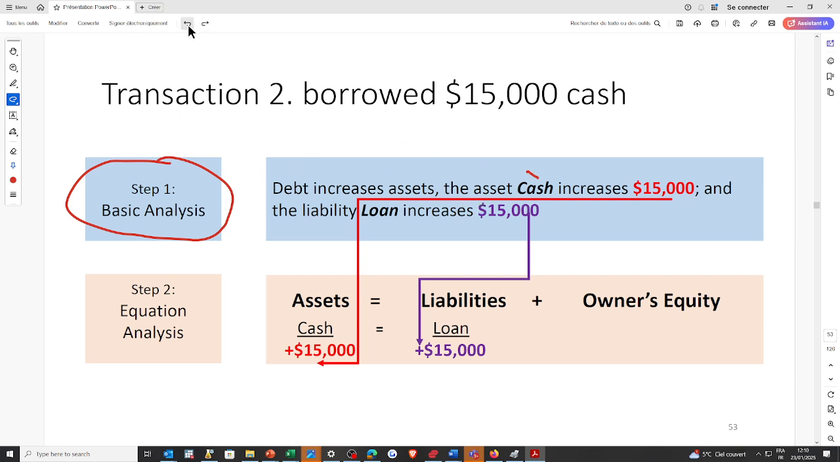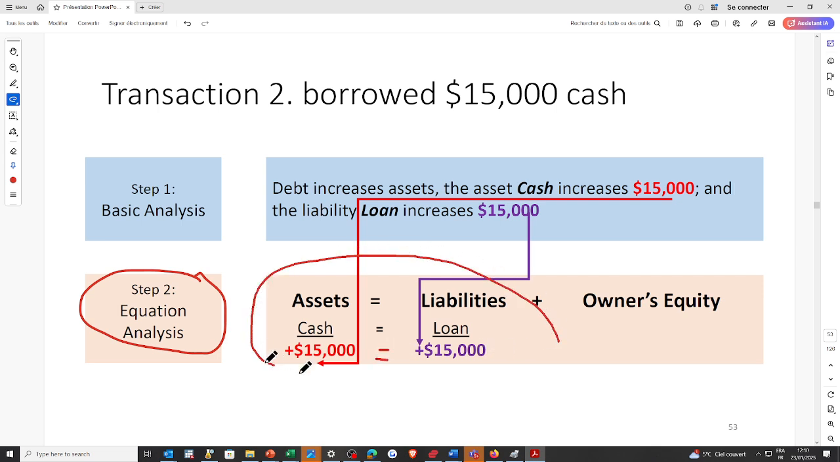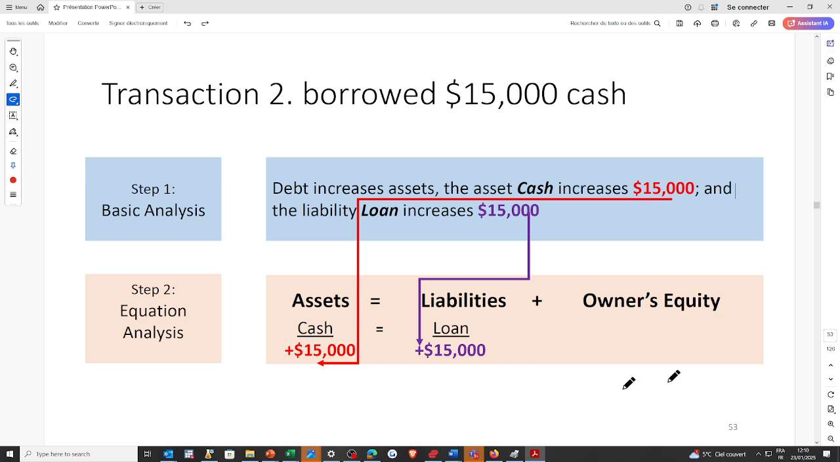For the second step, you will apply this in the accounting equation. For this accounting equation, you know that there's a cash increase. You move here as a loan increase, so the two sides increase the same amount. So it means that you have done a good job, right? There's no effect on the owner's equity, right? There's no effect, okay? So this is transaction number 2. Okay, so we will continue with the next transaction.